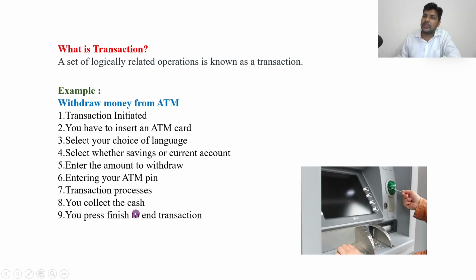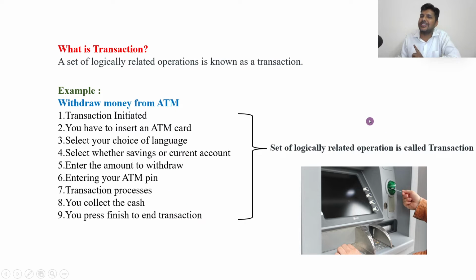All these are operations. And what is a transaction? Withdrawing money from the ATM is a transaction. But to do this transaction, we perform all these operations. So a collection or set of operations is called a transaction. That's why one transaction contains multiple operations, and we call it a set of logically related operations.